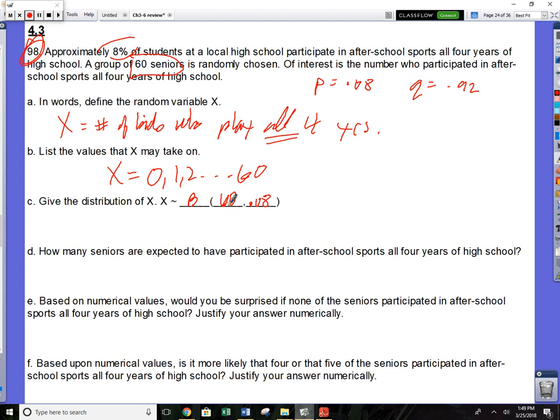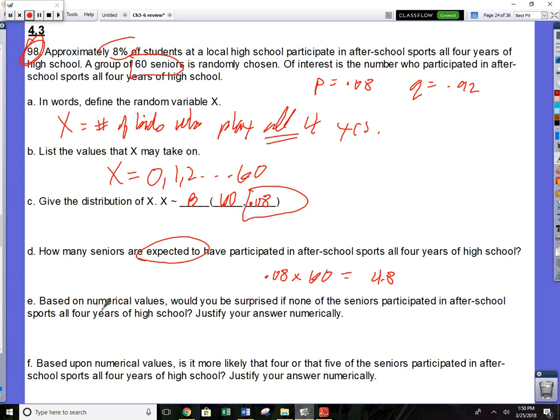And n is how many kids are in the sample. And P, each kid has an 8% chance of being called a success, and a success is someone who plays all 4 years. Okay, D. How many seniors are expected? So this is the expected value, and here's what I mean by it's kind of common sense. How many seniors are expected to have participated all 4 years? Well, we already know it's 8%, so we're going to do the 8% times the 60 kids. And so we're going to expect 4.8 of them, 5 of them, to have played all 4 years.